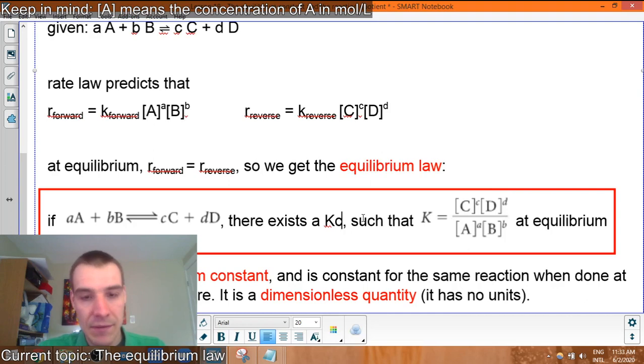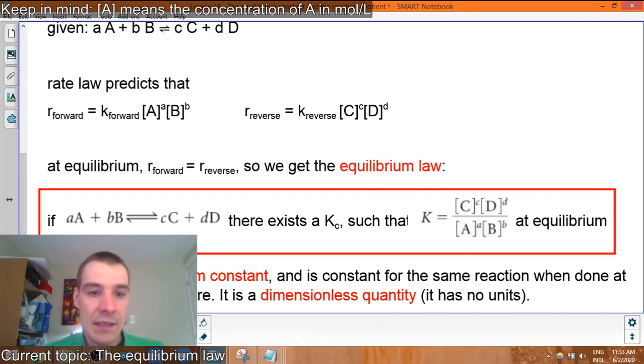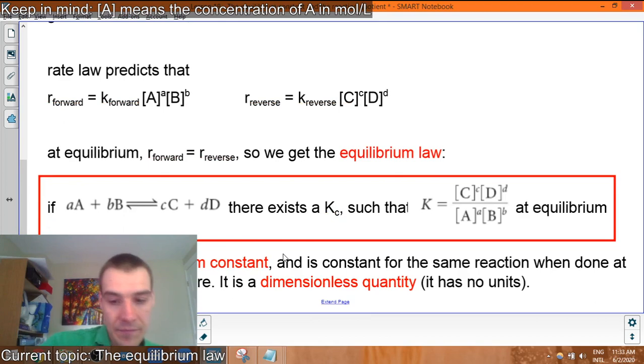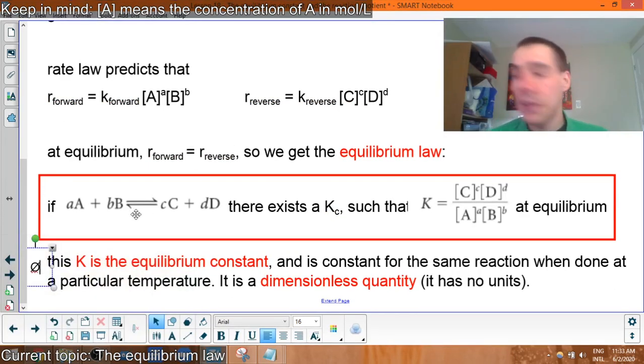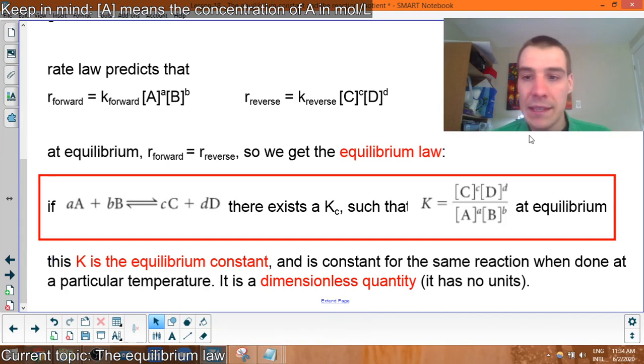Specifically, actually, this should have a little C on it because it's the concentration equilibrium constant. K is what we call the equilibrium constant. It's constant for the same reaction done at the same temperature. So at a particular temperature, the reaction will always have the same K. It's a dimensionless quantity as well. So there's no units written for K. K is always just expressed as a number. It's just a number. That's it.